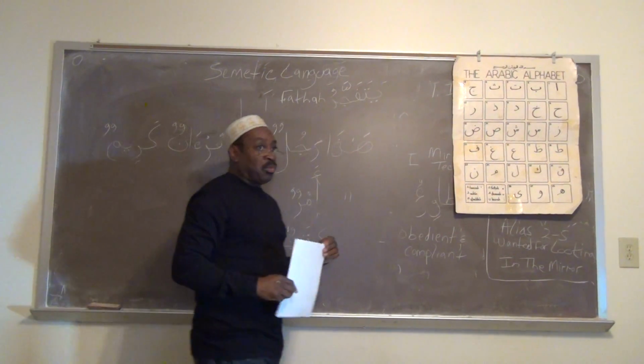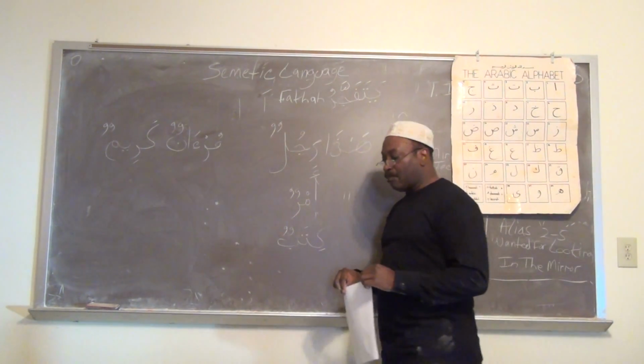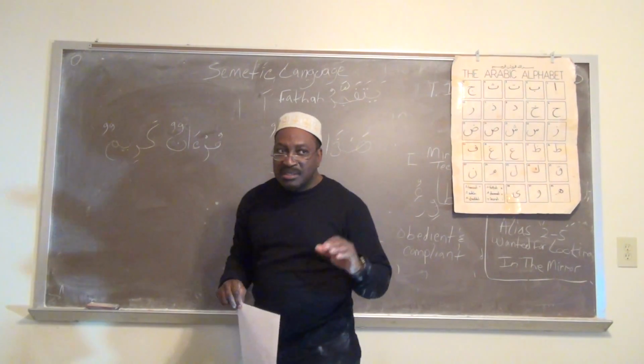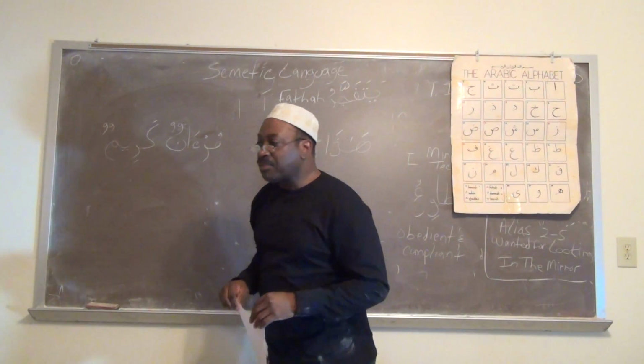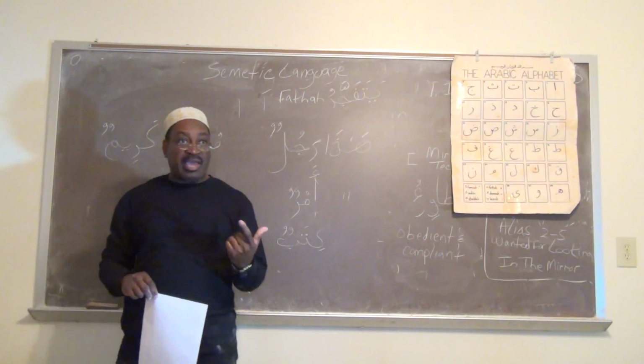Now, what is an adjective? An adjective. Something that describes someone. Say it again. Something that describes something. Good definition. An adjective is a word that describes something.